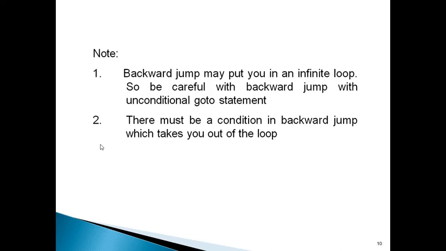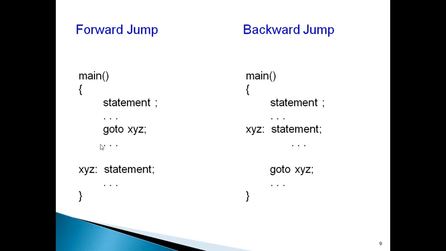Backward jump. Observe once again in the previous slide. What are we doing? We are executing the instructions, and at the end of the program, again there is a go to statement. That go to statement goes to the top of the program. It executes the label and comes again to the go to. This process may be repeatedly executed. It doesn't come out of the go to.